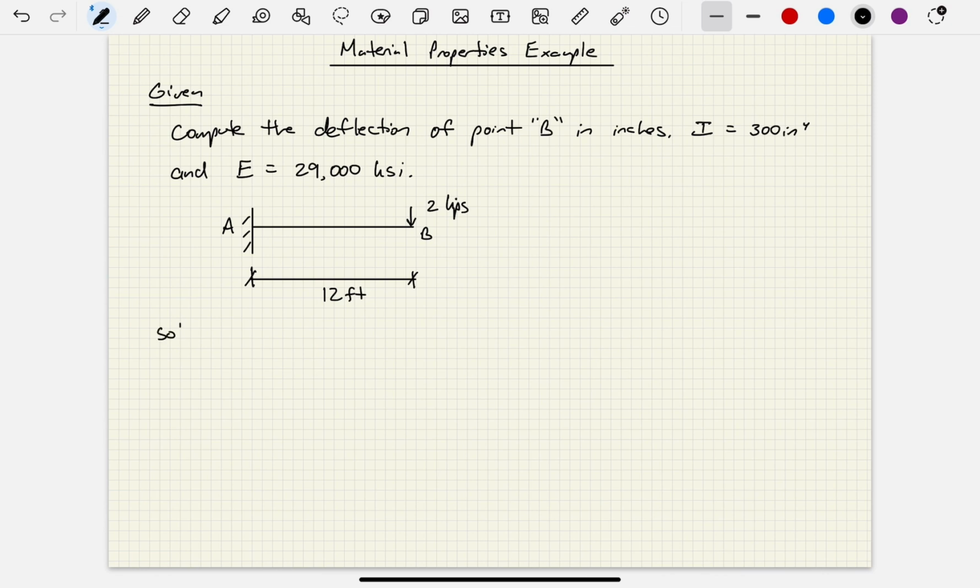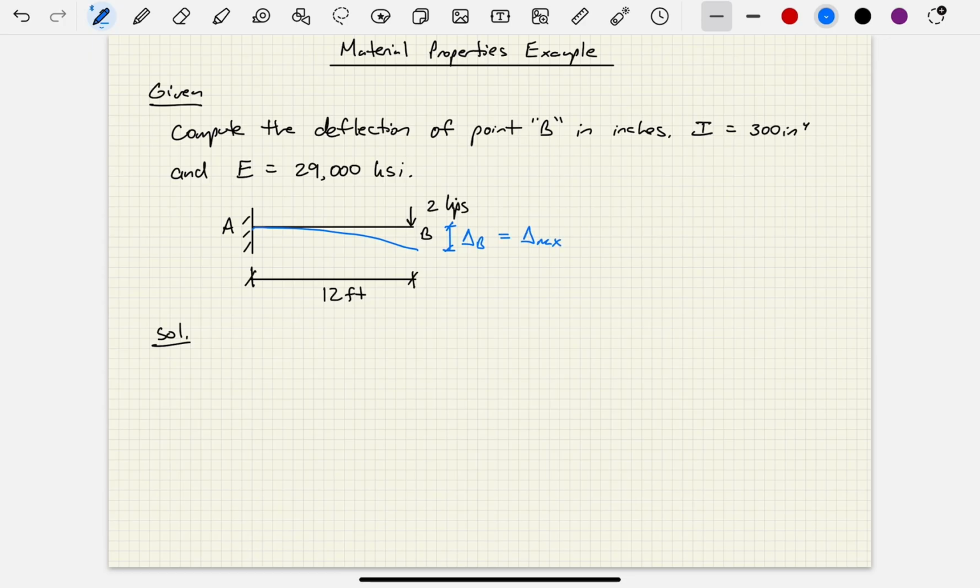So under solution, let's go ahead and figure out how we're going to approach this. The first thing I would do is imagine how this beam is going to deflect. Well, this is a cantilever beam, and so cantilever beams will deflect with a taper starting at A. It's going to be 0 deflection at A, and then it's going to curve downward like that. And this is the deflection we want, which also happens to be the maximum deflection.